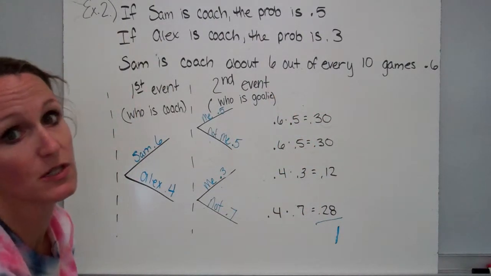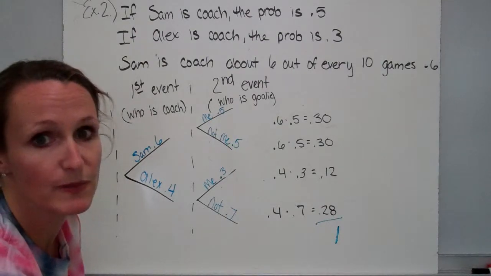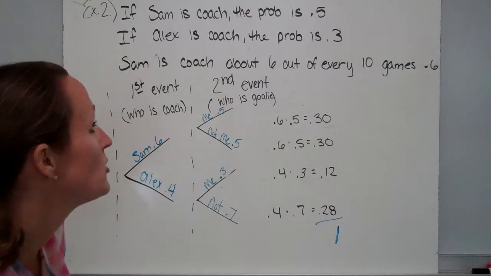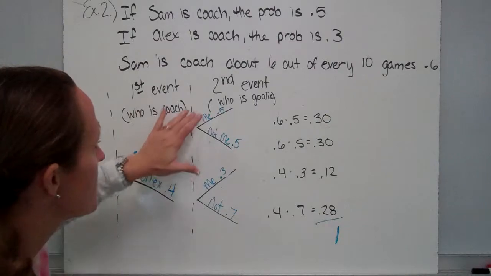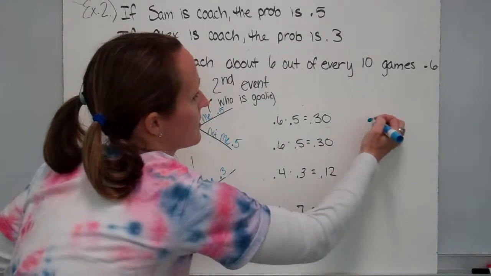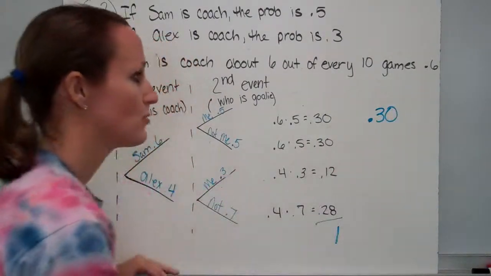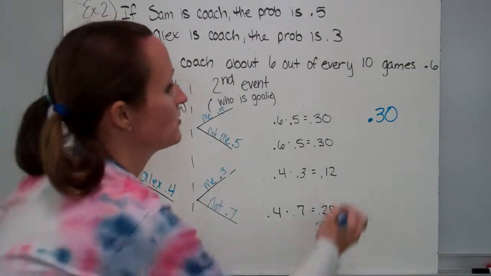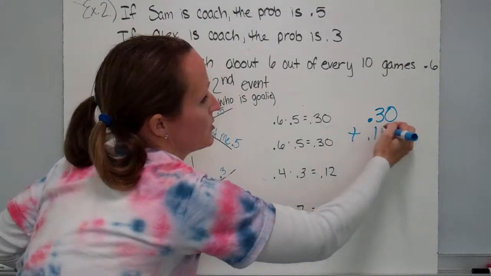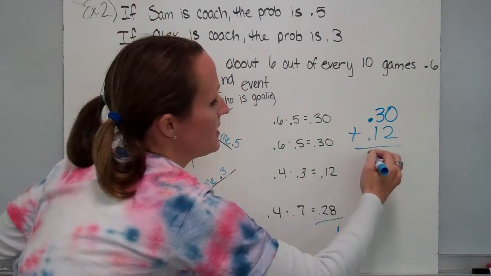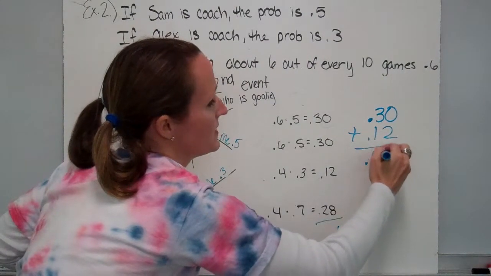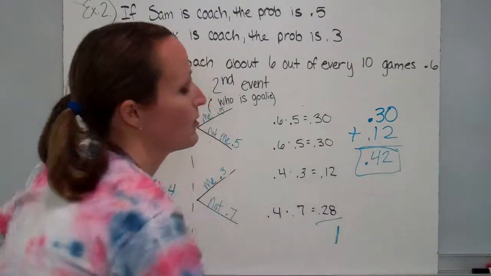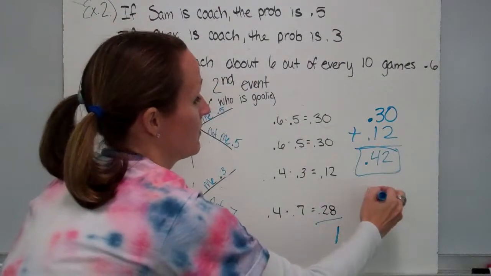Now, the question in your notes is, what is the probability of you being the soccer goalie? So you want to go back and look. Sam is the coach and you are, it's 0.30. Alex is the coach and you are, it's 0.12. So the probability of you being the soccer goalie is 0.42, or 42%.